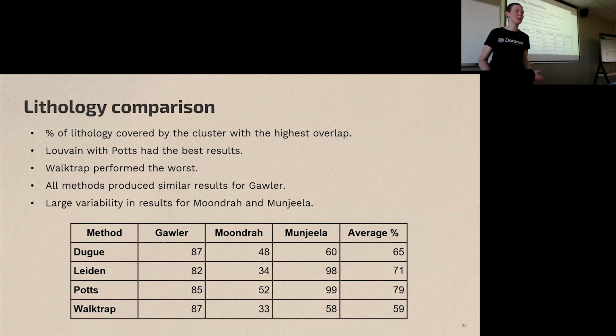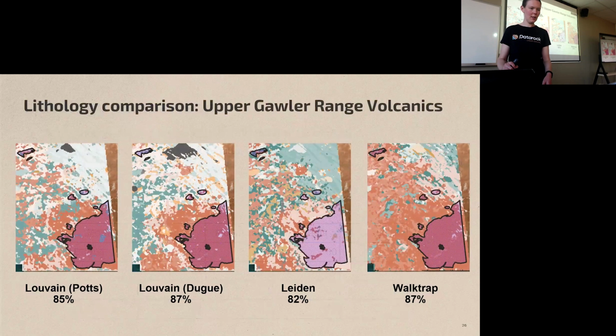All methods had similar results for the Upper Gawler Range volcanics, which is mostly an indication of how distinctive that particular lithology is from the surrounding rock, making it the easiest to distinguish using the data. But the Moondra and Mungela units had much larger variability in results, and not always consistent about which method had the best results. So just having a little bit of a closer look, this is the Upper Gawler Range volcanics. It's distinctive enough that all methods had reasonable results.